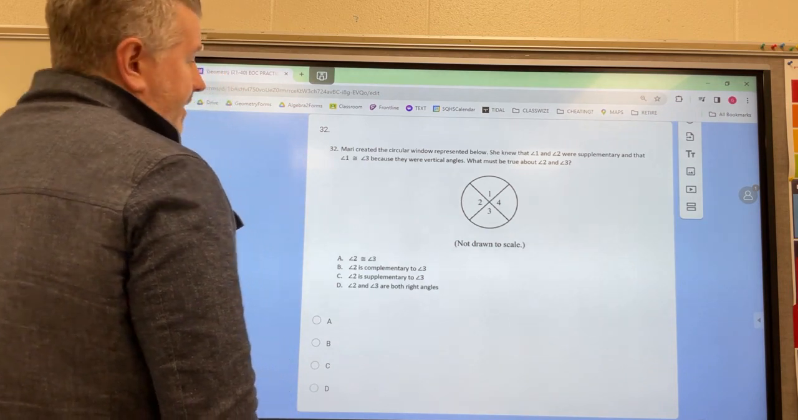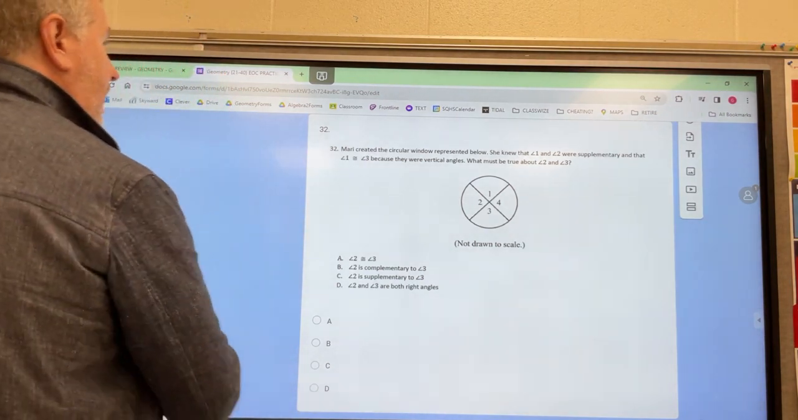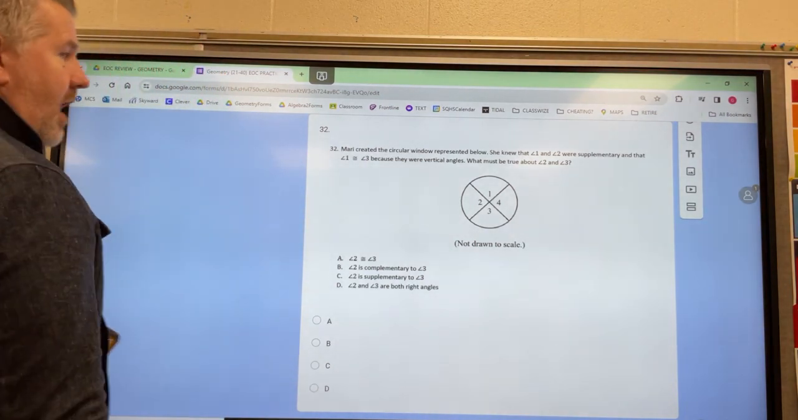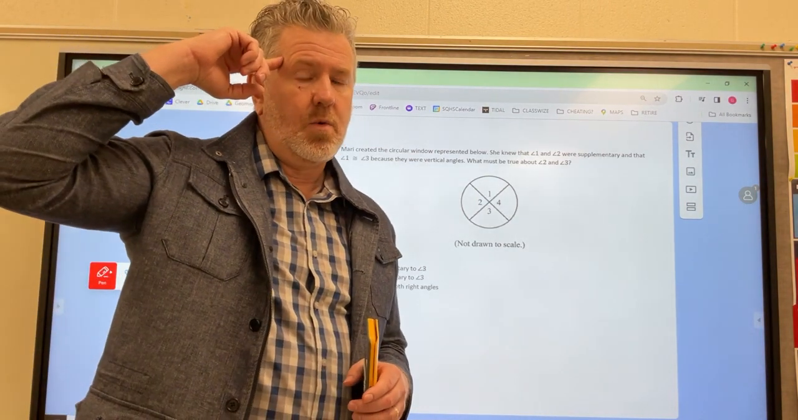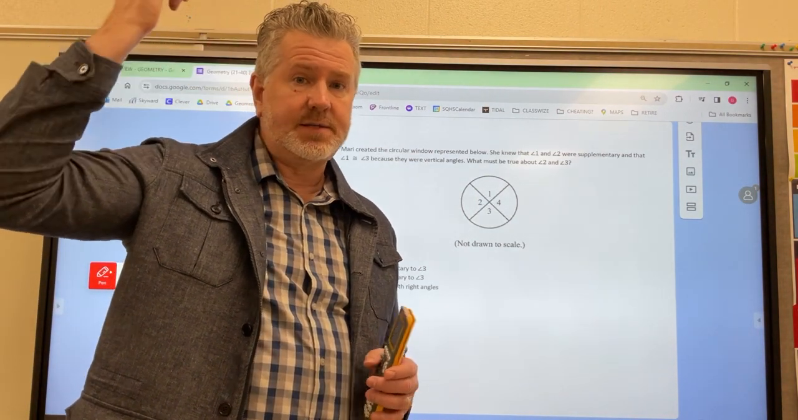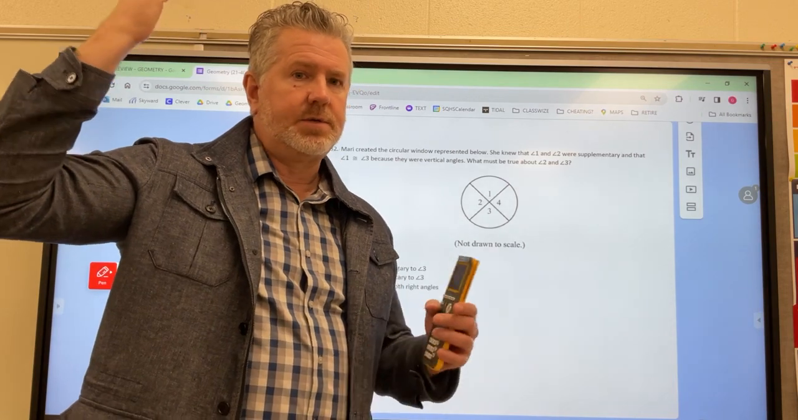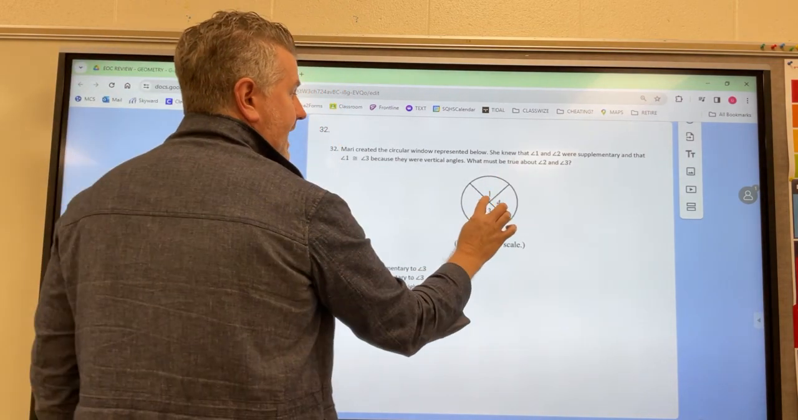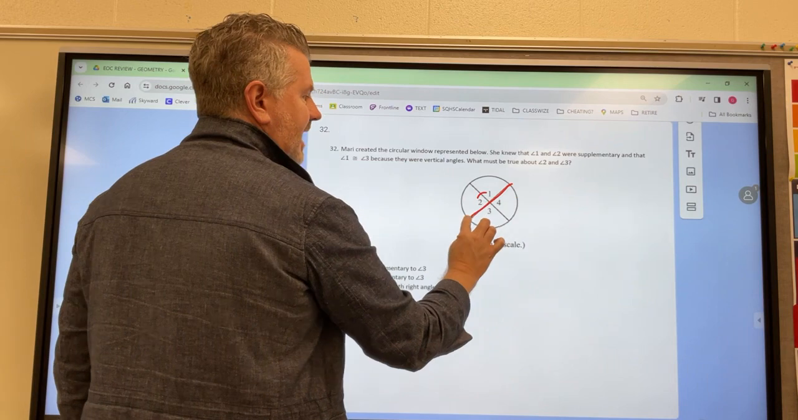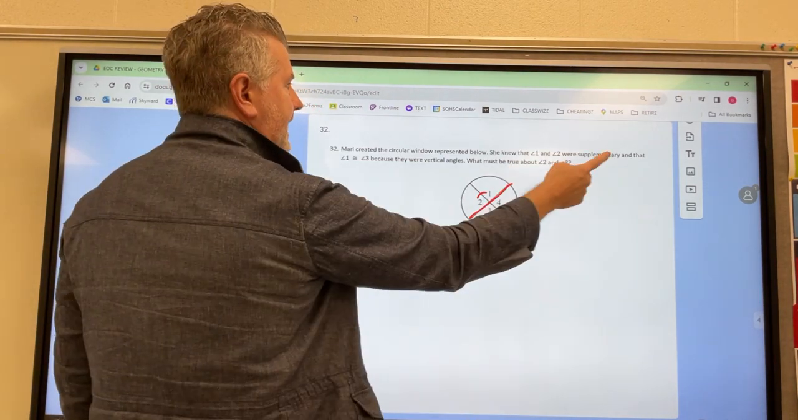Marie created a circular window represented below. She knew that 1 and 2 are supplementary. Always tell yourself as you're reading, what does that word mean? Supplementary means adds up to 180 degrees. So 1 and 2 add up to 180. Okay, that tells you that that's a line. No big deal, okay? NBD.